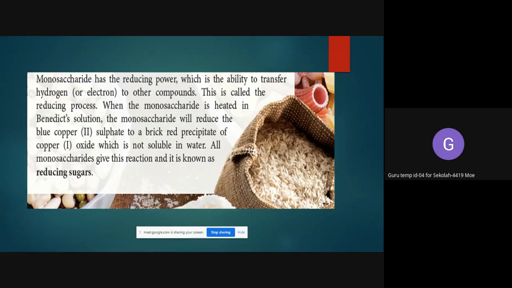All monosaccharides, glucose, fructose, galactose, are known as reducing sugars. Why? Because monosaccharides have reducing power, which is the ability to transfer hydrogen or electrons to other compounds. For example, when a monosaccharide is heated in Benedict's solution, it will reduce the blue copper 2 sulfate to a brick red precipitate of copper 1 oxide, which is not soluble in water.